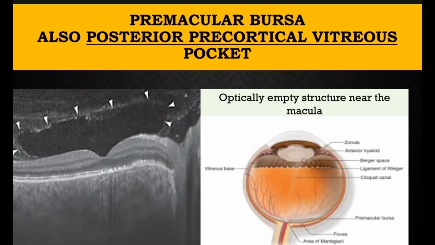Now, another clinical nugget here is regarding the premacular bursa. It's a very important bursa. Remember, sometimes you can see it in OCTs as well. So you can see this hyporeflective space anterior to the macula. This is known as the premacular bursa, an optically empty structure. Now, it is also called the posterior precortical vitreous pocket. Okay. Now, it is believed that it decreases the tractional forces generated during ocular motion, and that is basically the function of the premacular bursa, right?